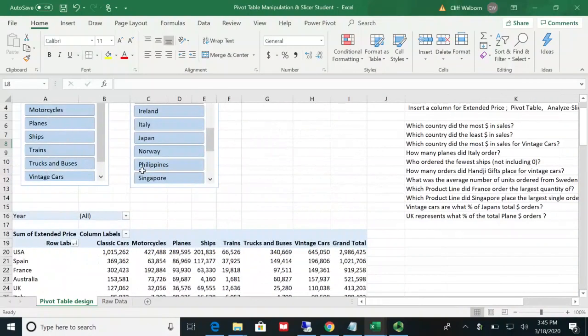Again, remember what we did. We created our pivot table. We've got each of our product lines across here in columns. We've got each of our countries over here in rows. We've got our sum of our extended price. So we've got how many dollars each country spent in each category.